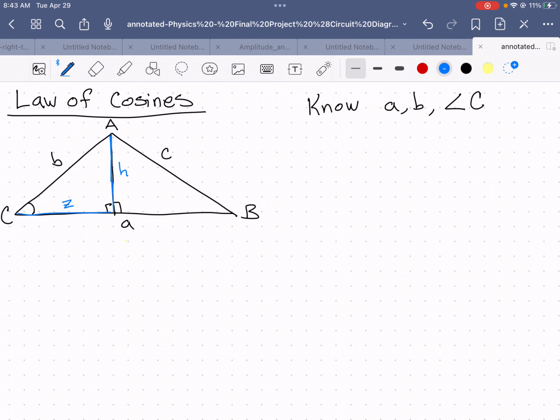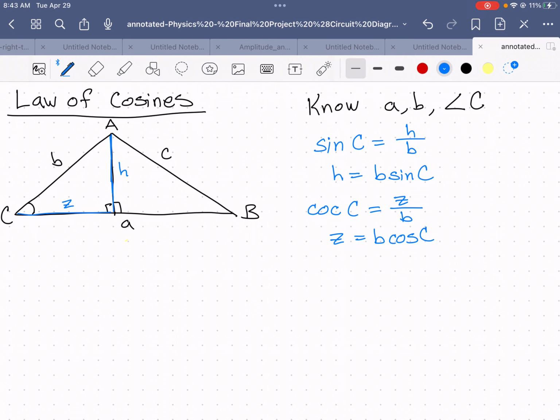So I can use simple trigonometry to say that the sine of C is equal to opposite H over, oh, I probably shouldn't have called it H because of hypotenuse, but height, it's okay, B. And so H, if I solve for that, is equal to B sine C. And I can do the same thing with cosine of C is equal to the Z value that I made over B. And so the Z side is equal to B cosine of C.